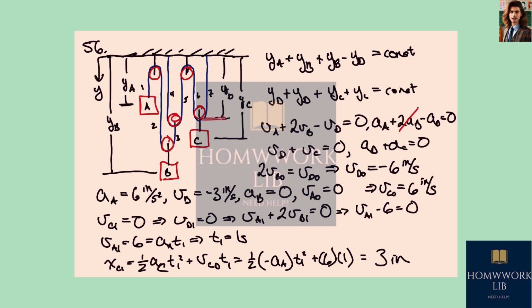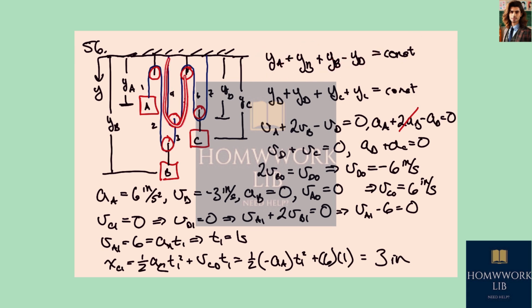This is the position of this pulley here, which is floating. It's not attached to ground or to any of these other weights. I'll call it has position YD. Y is positive down. So we get YA plus 2YB minus YD is a constant.